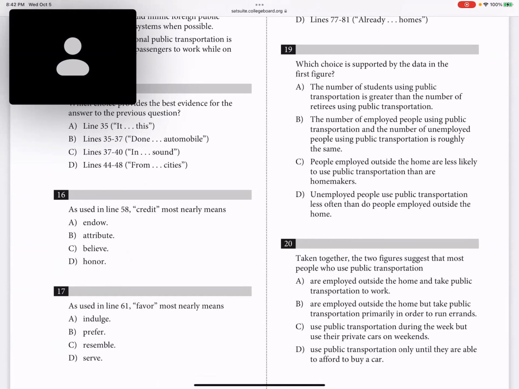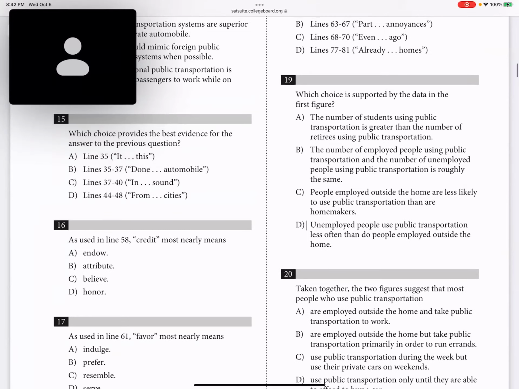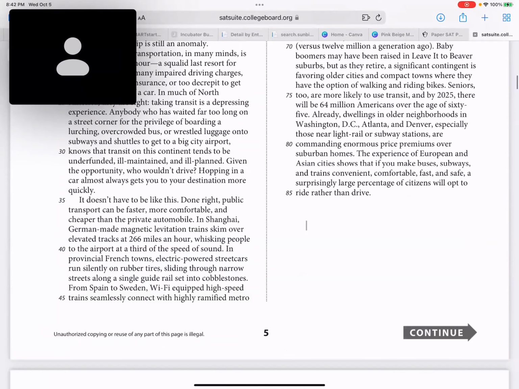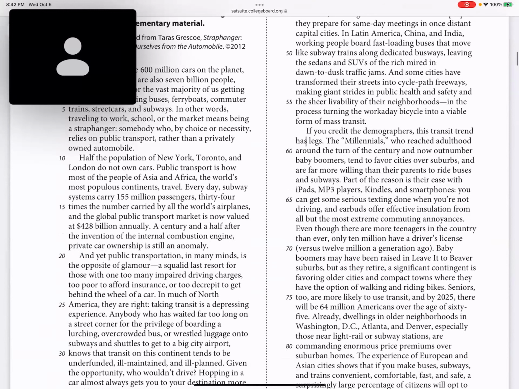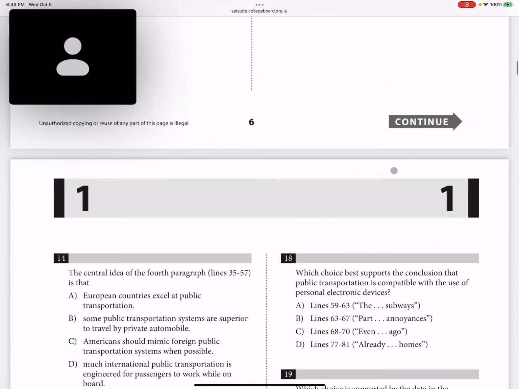So attribute would be to essentially just say that they said it, or C would be to believe them when they say it, right? Let's see. The best advice I can give you for words in context is plug them in, right? If you attribute the demographers, this transit trend has legs. If you believe the demographers, this transit trend has legs. Okay. So having legs is an idiomatic expression that means it's right, it's correct. All right, we are leaning towards B.